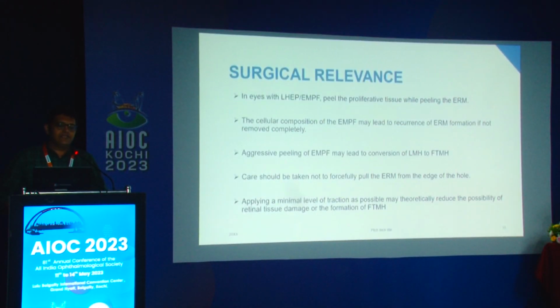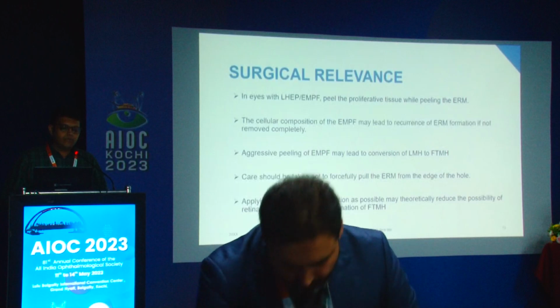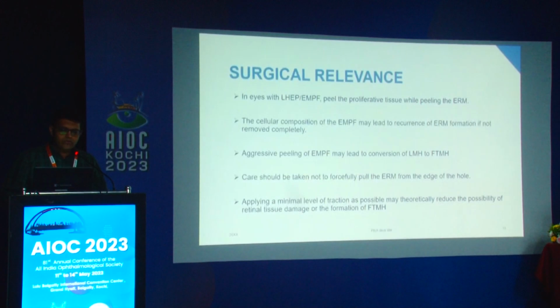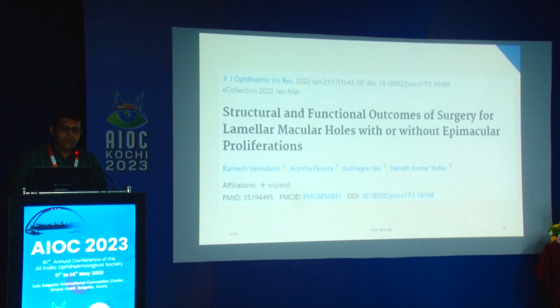And there is a surgical relevance to cases where you have LHEP or epimacular proliferation. The peeling of the proliferative tissue is important because it can lead to recurrences of ERM formation if not removed completely. Aggressive peeling in a case of epimacular proliferation in a lamellar macular hole may lead to a conversion from an LMH to a full thickness macular hole. Care should be taken not to forcefully pull it, and applying minimal traction may theoretically reduce the possibility of forming a full thickness macular hole. So this is our publication where we spoke about epimacular proliferations in patients with lamellar macular holes, and this is something we can read later on.